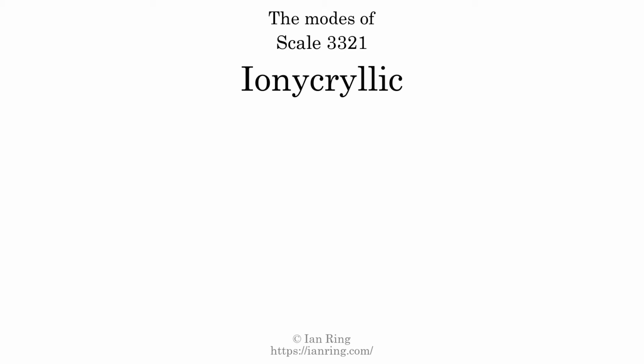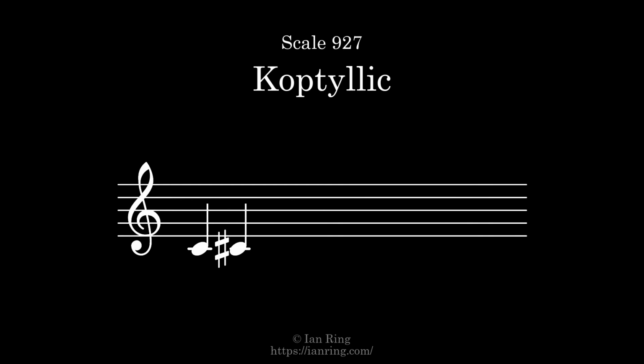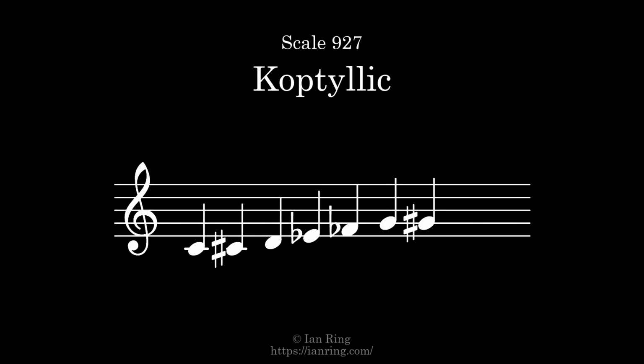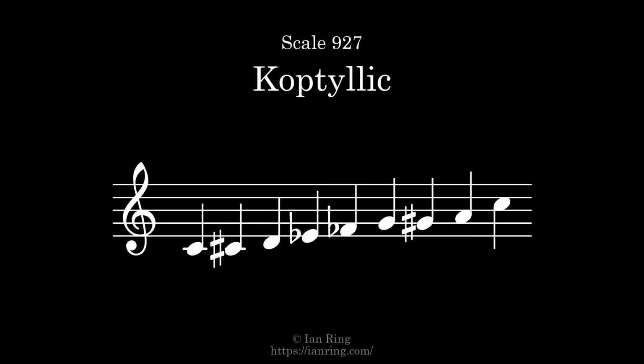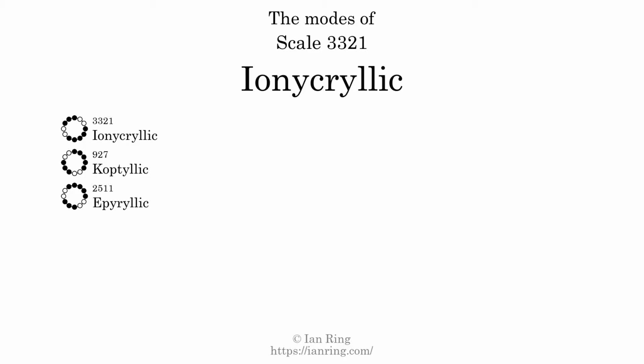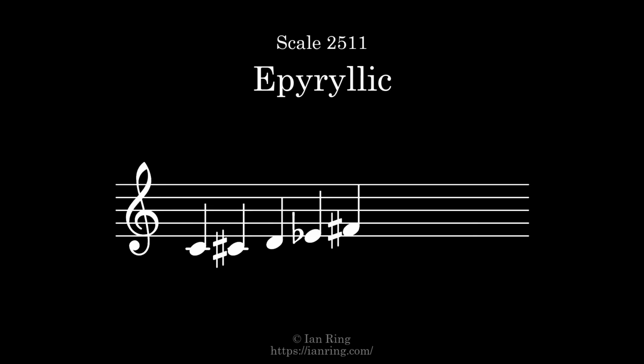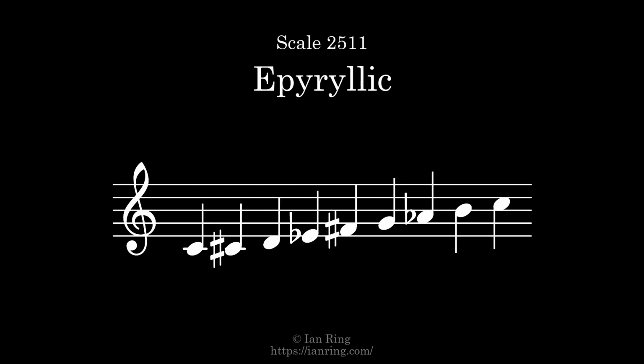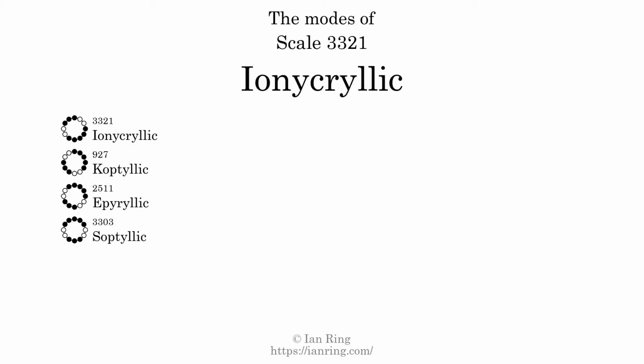This scale has 8 modes. The first mode is itself. The second mode is scale 927, also known as octatonic. It sounds like this. The third mode is scale 2511, also known as Heteromorphisms. It sounds like this. The fourth mode is scale 3303, also known as octatonic. It sounds like this.